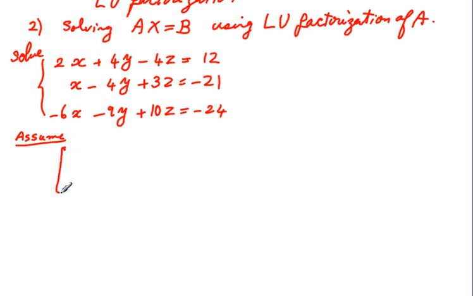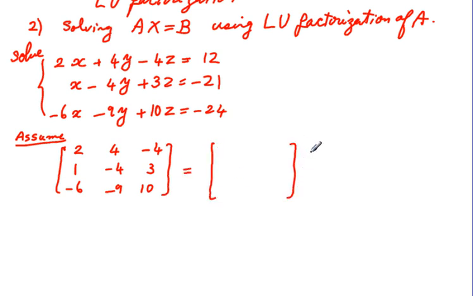Assume that the matrix 2, 4, minus 4, 1, minus 4, 3, minus 6, minus 9, 10 has the following LU factorization. So on the right hand side, this is our A. This A is our coefficient matrix that you see here.